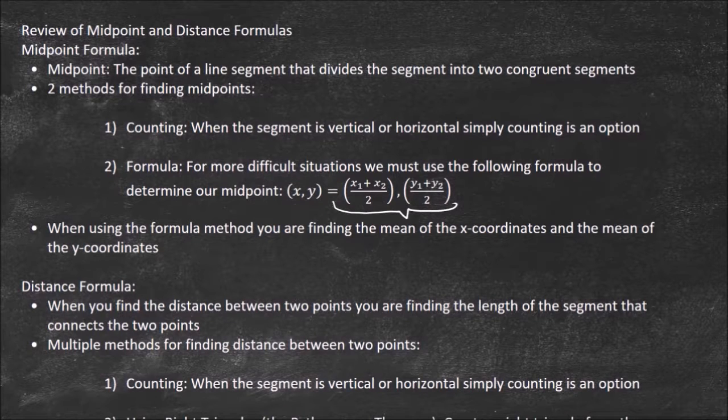And what you need to notice is that when you use the midpoint formula, you're finding the mean of the x coordinates and the mean of the y coordinates. So it truly is an average of the coordinates.